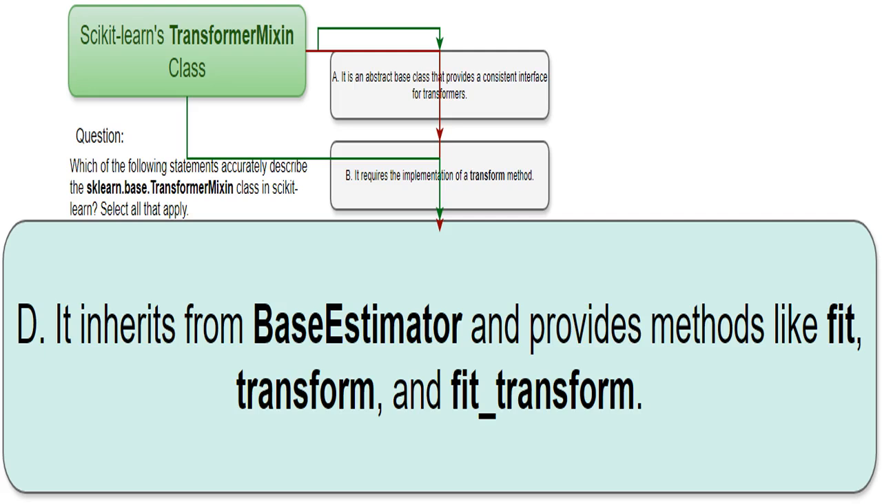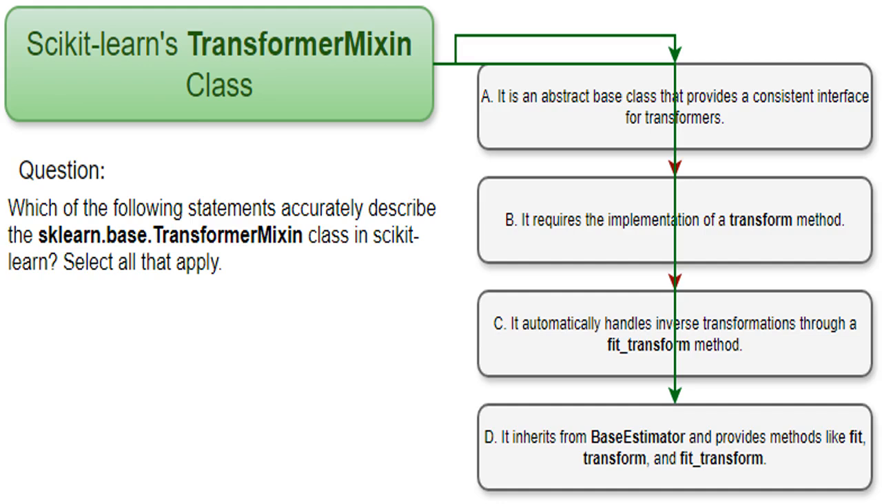TransformerMixin is built upon BaseEstimator, which gives it foundational methods like fit, transform, and fit_transform. It's like inheriting a blueprint and you customize it for specific tasks. The fit method prepares the transformer and transform applies the transformation. fit_transform combines both steps for convenience. This is accurate. It sets a standard for how transformers should behave, making it easy to integrate them into workflows.